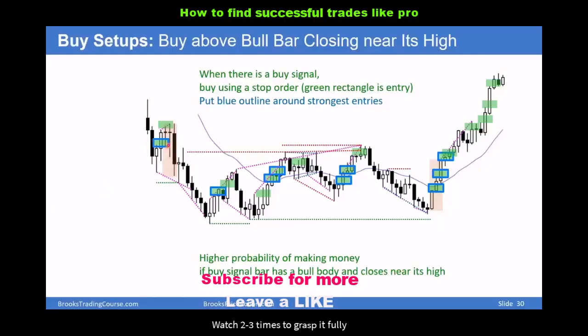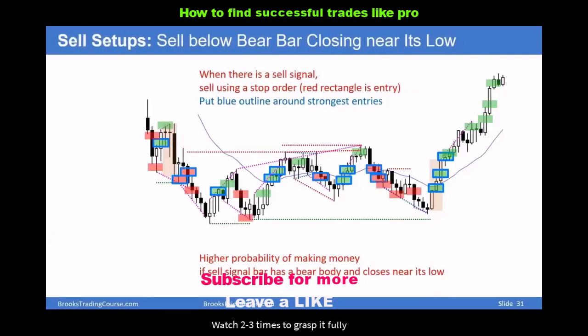Sometimes I'll put an outline around a green box or a red box. And when I do that, I'm trying to highlight setups that are particularly good. They're ones that a person starting out should try to take. After I draw in the buy entries, I then draw in the red boxes for sell setups. So this bar, reasonable to sell below.